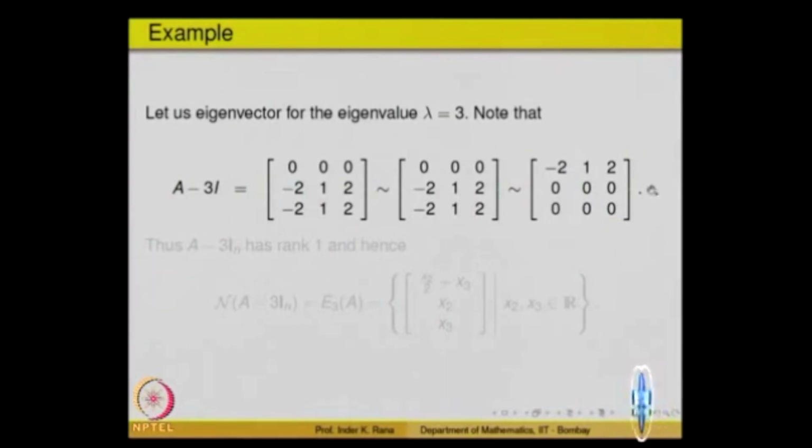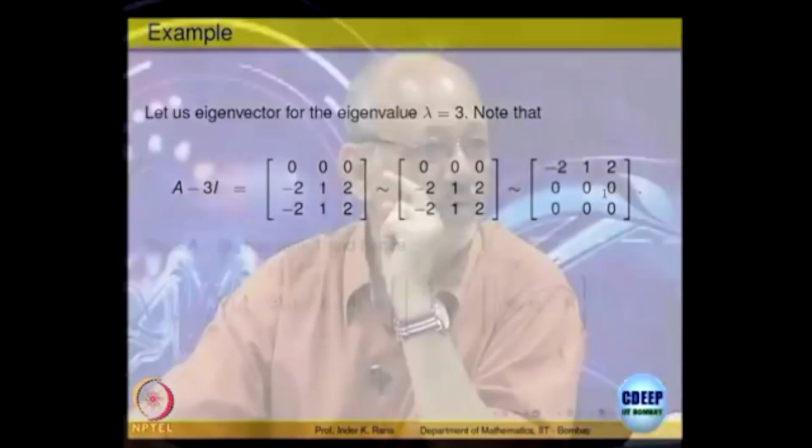What is the rank of this matrix? A minus 3I. The rank is 1 because only one non-zero row, right? So that means what? Nullity is equal to 3 minus 1, that is 2. So we are lucky. Nullity is 2.